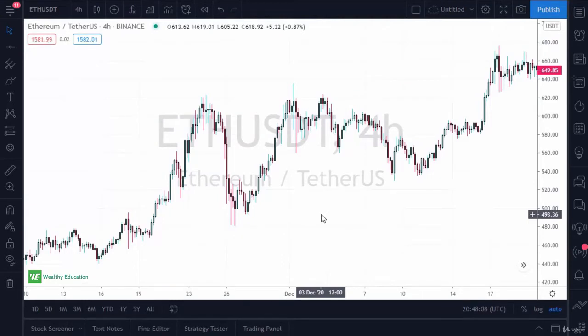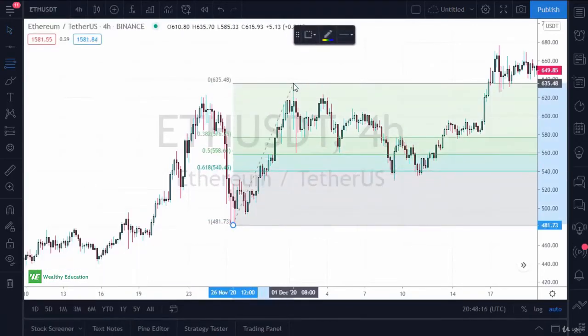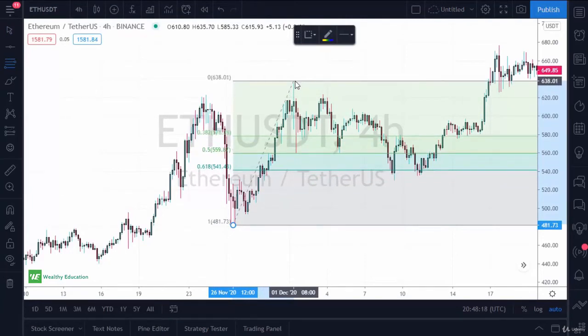So here's a scenario where you could have gotten in based upon a fib.